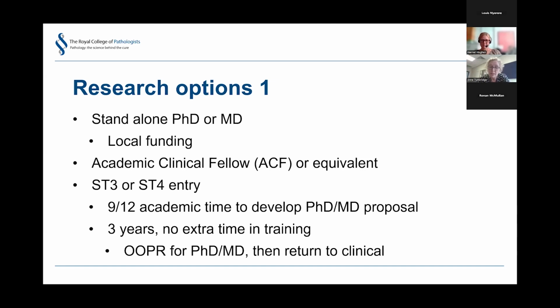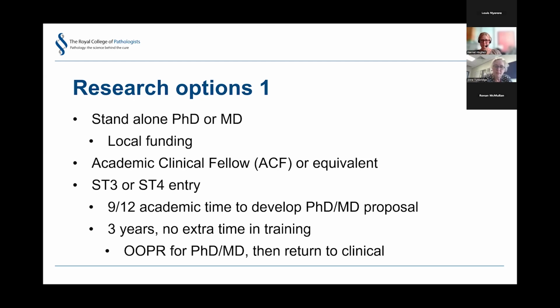These are usually ST3 or ST4 entries. If you are an ACF, it means that within the first 3 years of your clinical training, you're expected to carve out 9 months of academic time, which is protected, during which you should be developing a proposal for a PhD or an MD. And then, if you're successful in getting your PhD or MD approved, then you would take OOP-R for that time, and then you would return back into the clinical training.